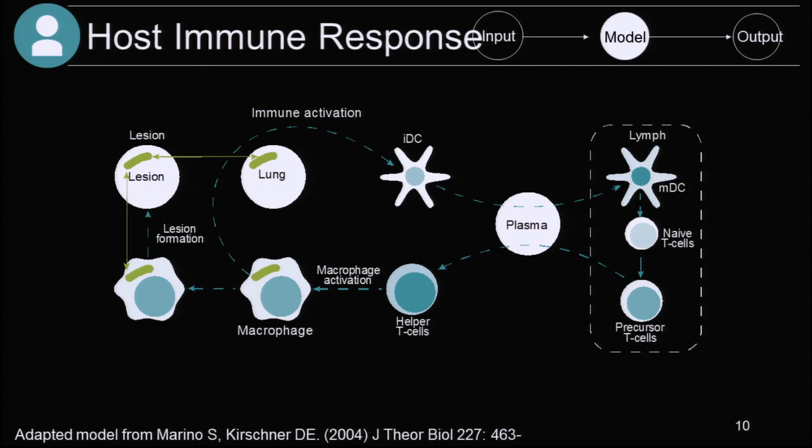So then we can start adding our host immune system. So here our infection is triggering an immune reaction. This causes activation in the lymph nodes and finally macrophage activation. I'm not going into too many details, but ultimately we have lesion formation where the bug is also present.